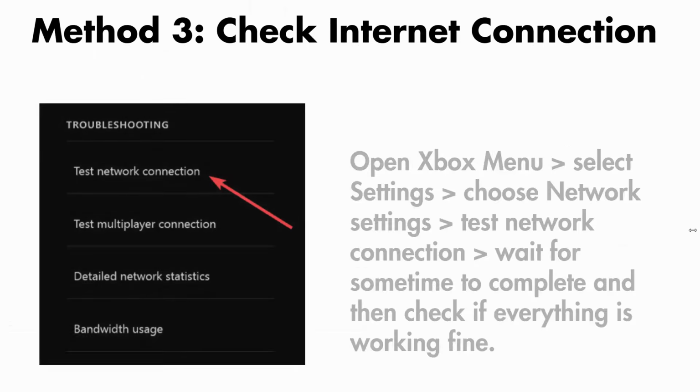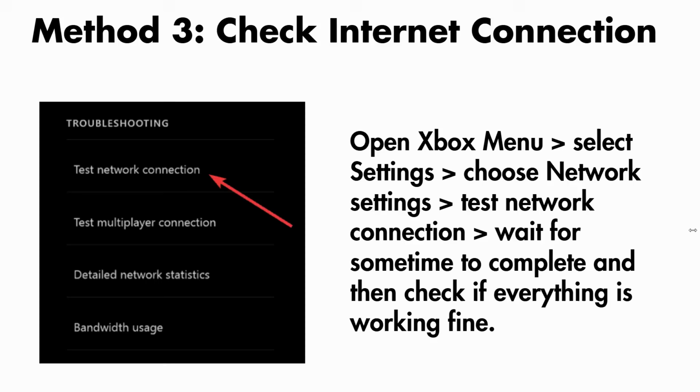Next solution is to check internet option. For that, open Xbox menu. Then select settings. Then select network settings. Then click on test network connection. Then wait for some time to complete and then check if everything is working fine.